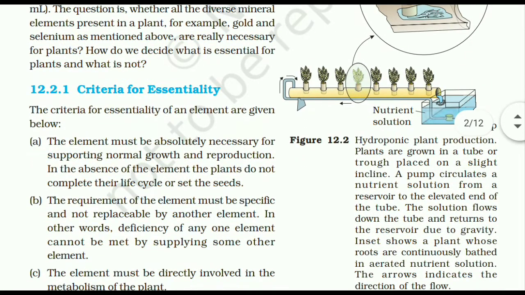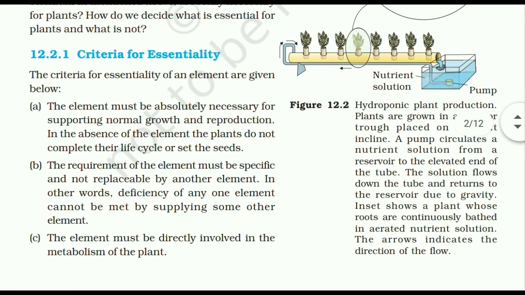12.2.1 Criteria for essentiality. The criteria for essentiality of an element are given below. A. The element must be absolutely necessary for supporting normal growth and reproduction. In the absence of the element, the plants do not complete their life cycle or set the seeds. B. The requirement for the element must be specific and not replaceable by other elements. In other words, deficiency of any one element cannot be met by supplying some other element. C. The element must be directly involved in metabolism of the plant.